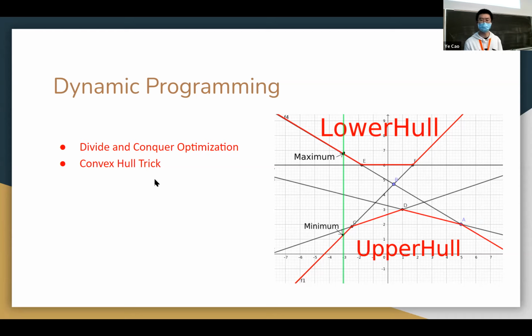This is, I think, more famous than the first one. So sometimes in your DP, you're given a bunch of lines, for example, of the form ax plus b, right? You get a bunch of lines, and you want to answer a query. Okay, given x and a bunch of lines ax plus b, what is the line that maximizes my ax plus b value, and what is the line that minimizes ax plus b value?